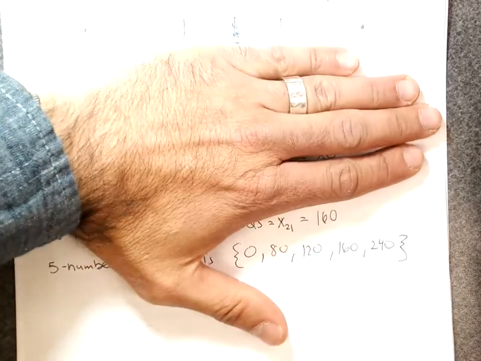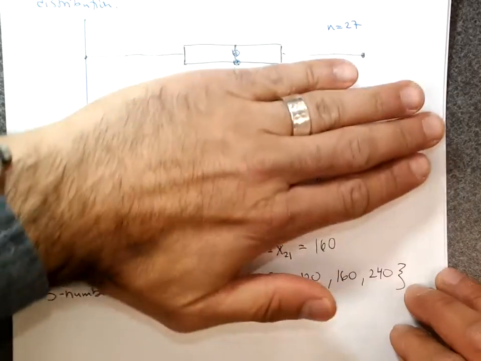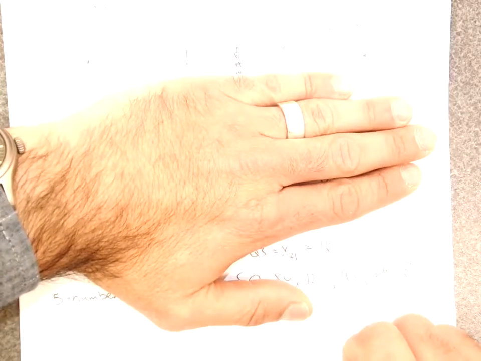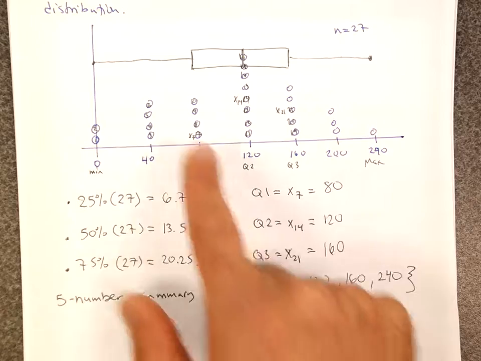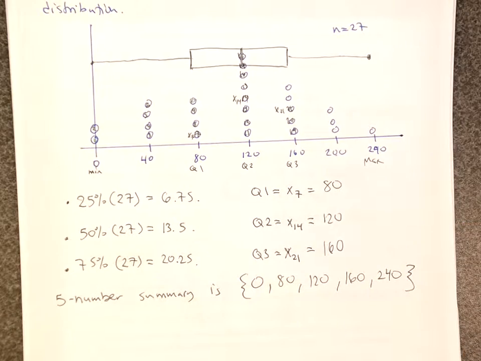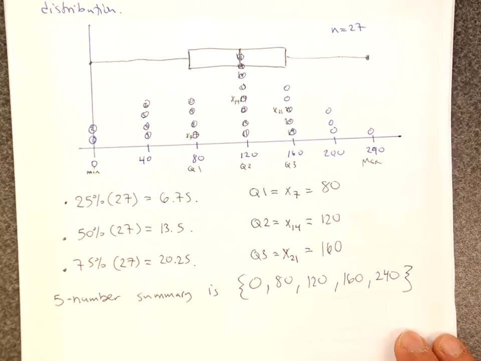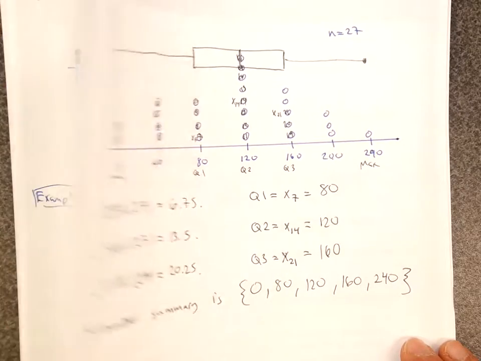Let me turn off this lamp, see if that's a little bit better. Even if you don't have the distribution here, from the box plot itself, you get a sense of the distribution being skewed, I mean, sorry, symmetric in this case. Sorry about that.